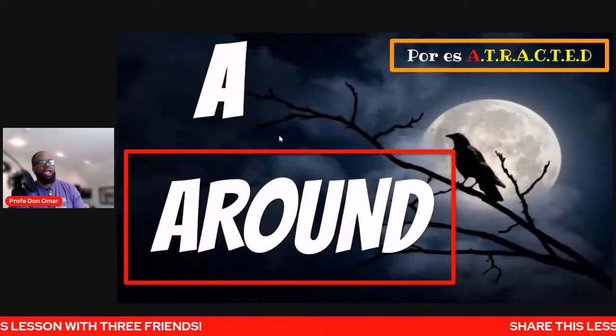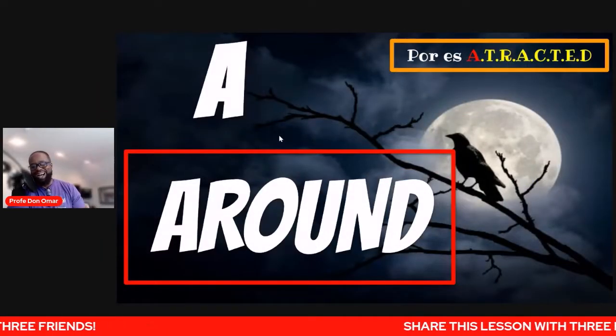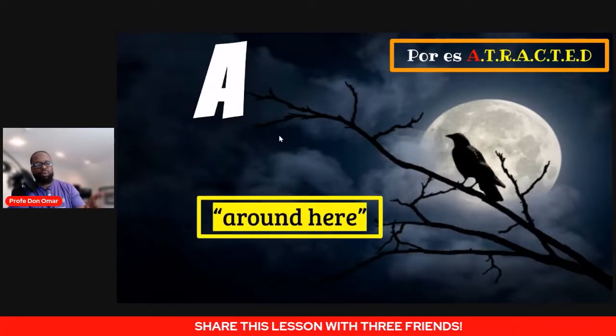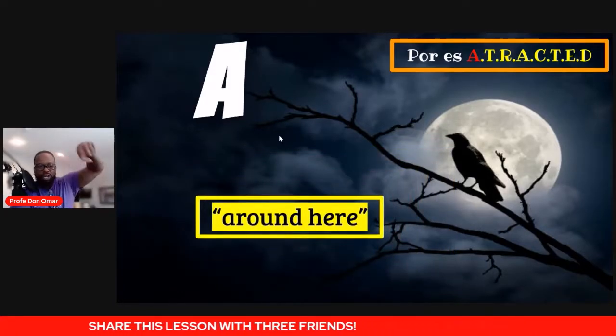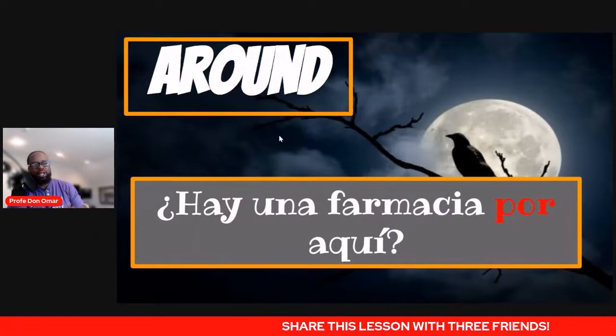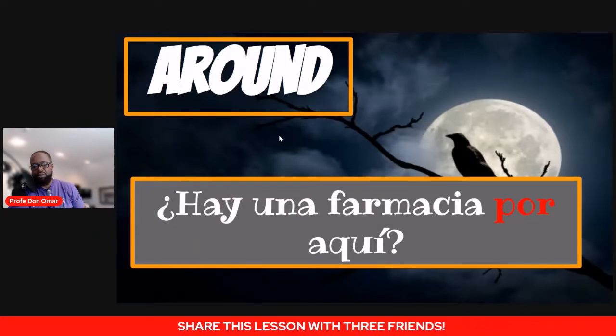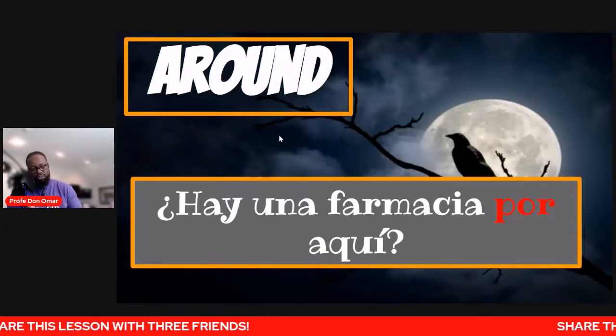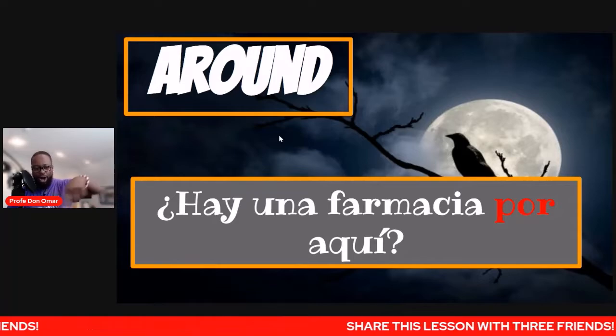And when to use it, la letra A in attracted for por, around, right? ¿Y qué significa? Around here. That's how we say it in the South. Por ejemplo, hay una farmacia por aquí. Or you might hear people say, hay una farmacia por acá, as what we see here. Both meaning, is there a pharmacy around here?